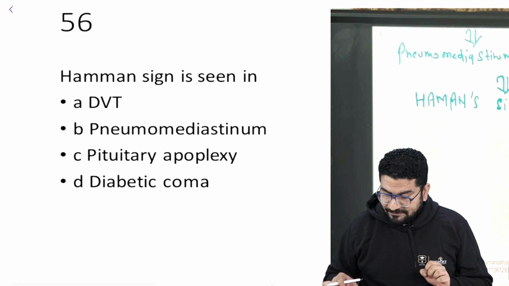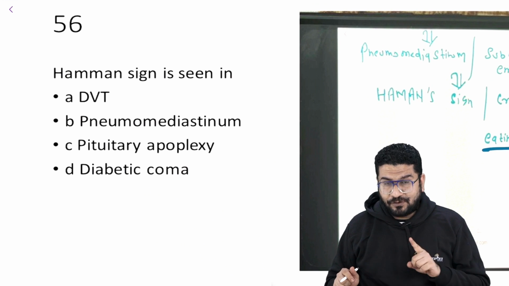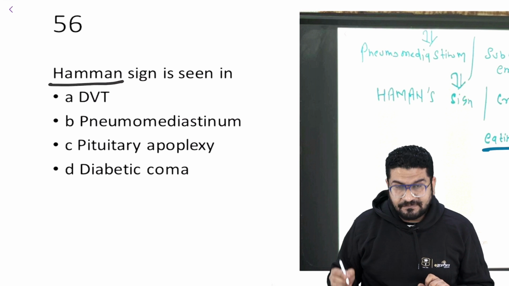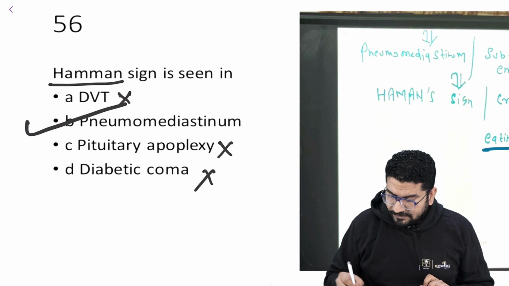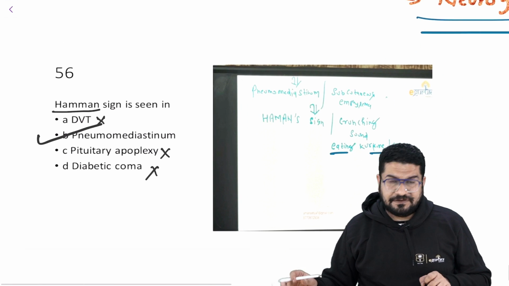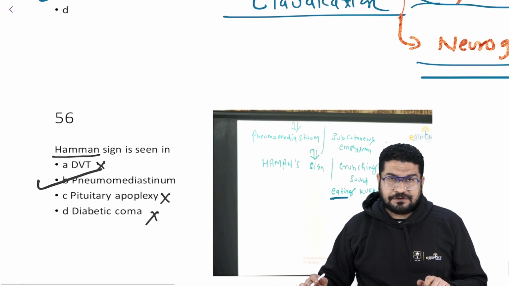Again, many students made a mistake, they thought Homan sign. It's not Homan, it is Hamman, right? So it's not DVT, these are again dummy choices. So what will we answer? This will be pneumomediastinum, where we see Hamman sign. So this is a detailed discussion of all the questions of the INI-CET exam.